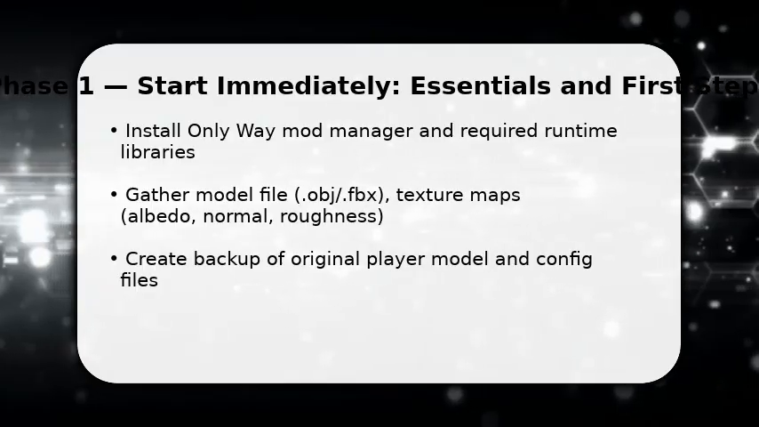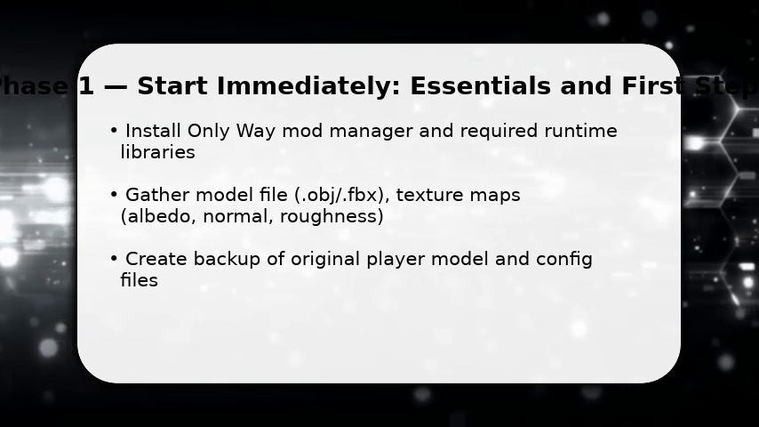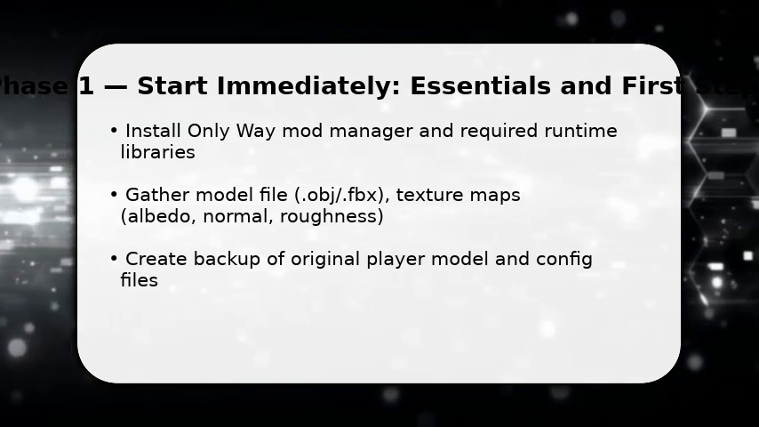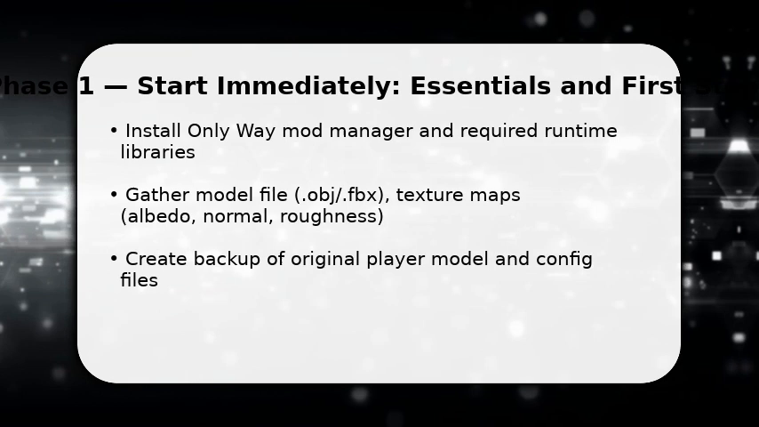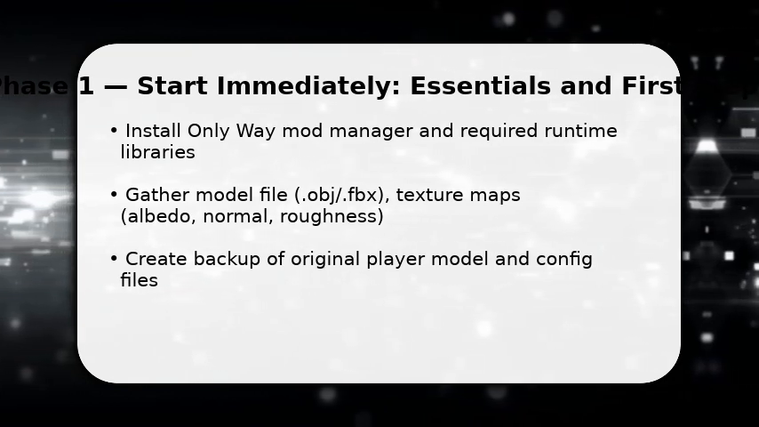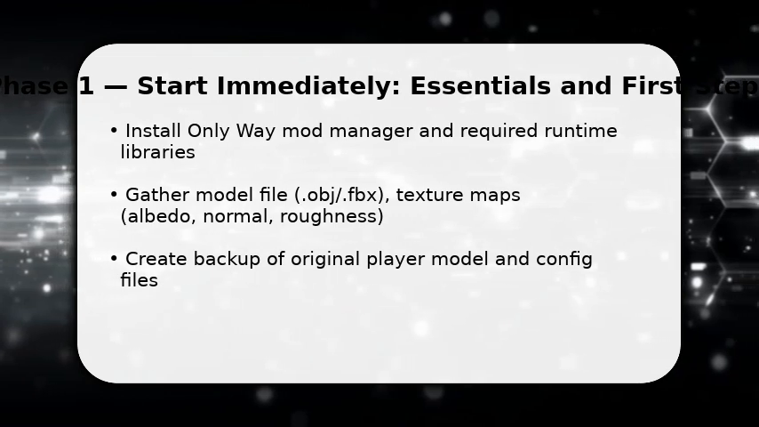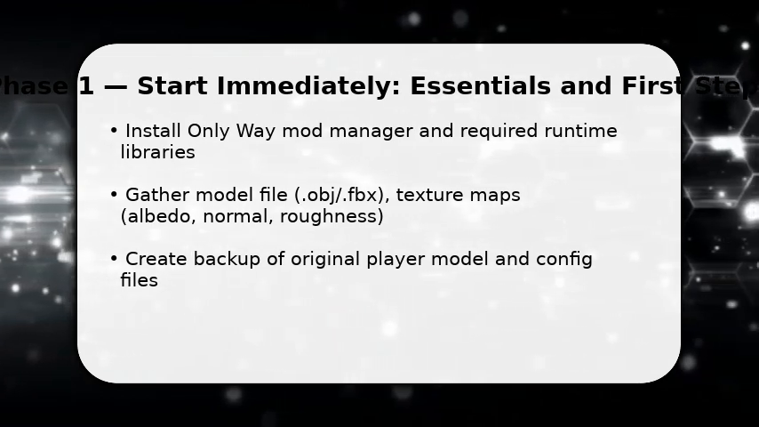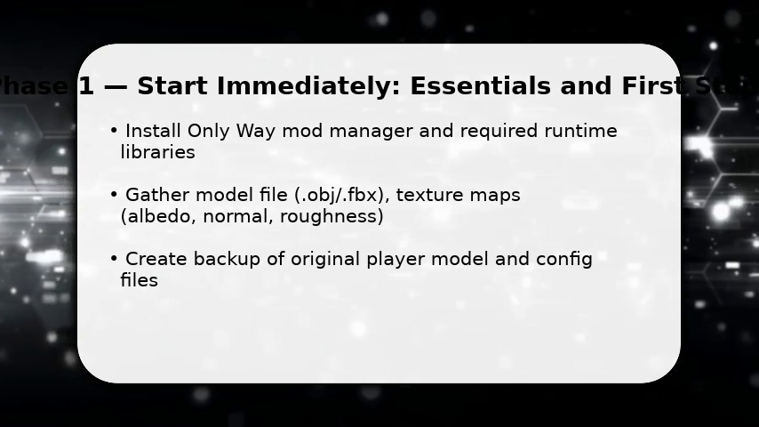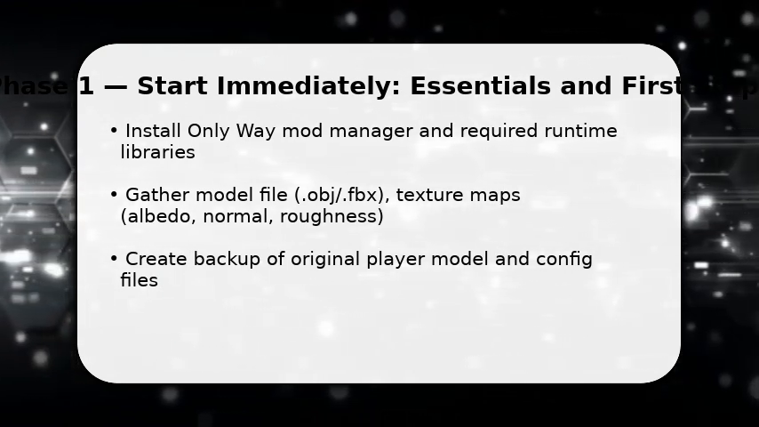You start by assembling what the tool needs. The Only Way manager, model, and texture files, plus backups of the original player assets. Download or copy the OBJ or FBX and matching maps into a working folder. Label them clearly. Once done, open the mod manager and point it to that folder so it recognizes assets.